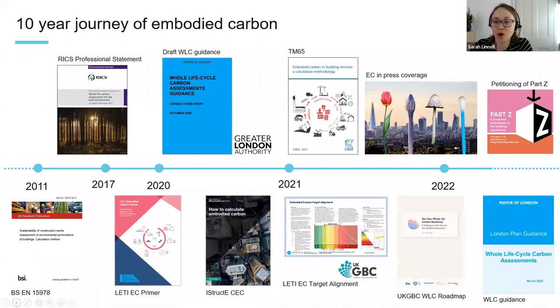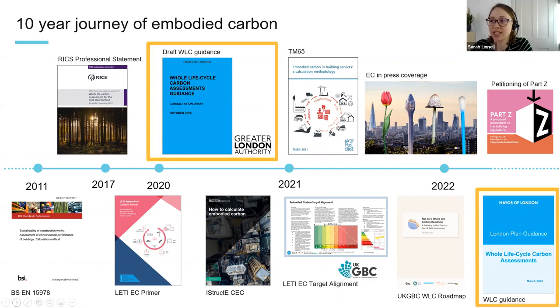So in terms of guidances around embodied carbon, there are various that have been released over the last 10 years and even prior to that. But what we're really focusing on and what we have been focusing on in this series is the GLA's, so the Greater London Authority's Whole Life Cycle Carbon Assessments guidance. Initially, the consultation draft was released in October 2020, and then the final version was released in March this year.